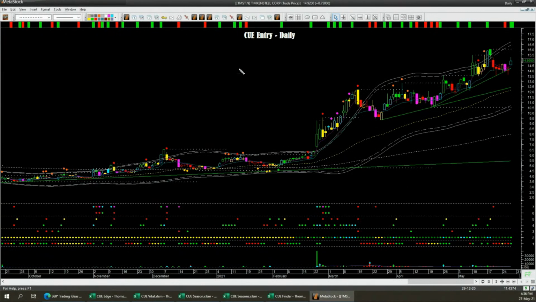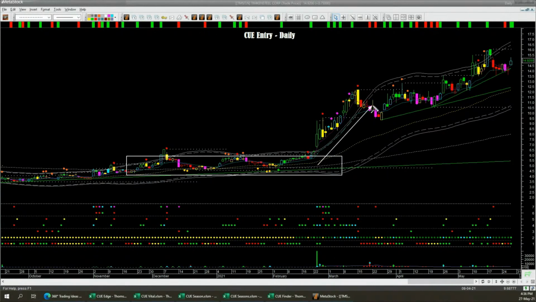One is TMST, Timken Steel. It is in a strong uptrend after creating a base, steadily going up. Today it is bullish, but it has an upper tail. If we apply, I mentioned we have unambiguous checklists.